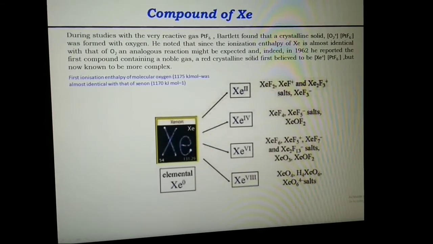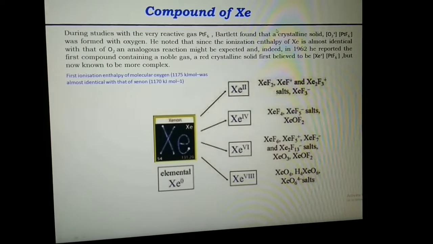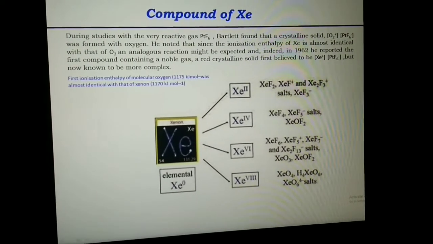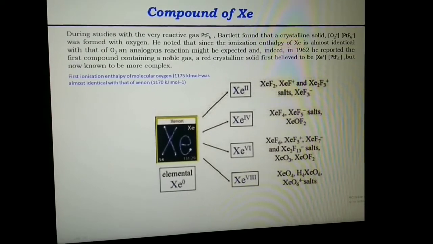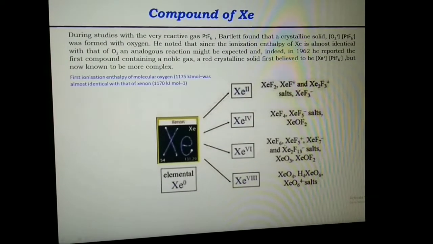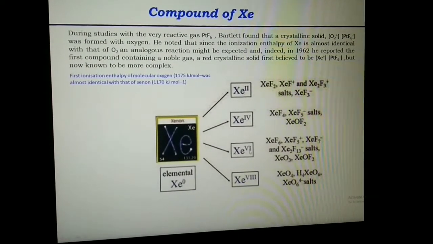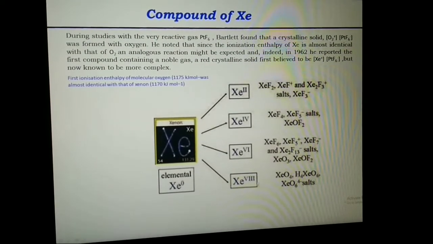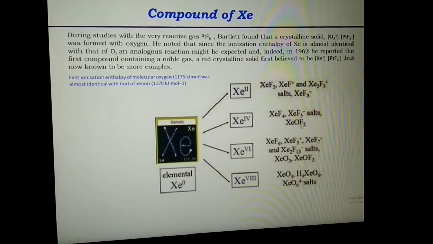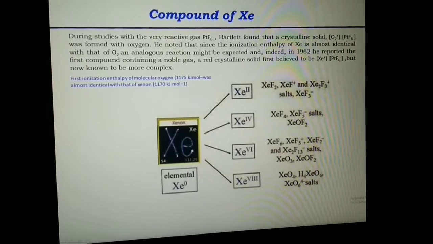Now, many complexes of xenon can be synthesized. Firstly, XeF2, XeF+, where the oxidation state of xenon is +2. XeF4, the oxidation state of xenon is +4. XeF6, the oxidation state of xenon is +6. And XeO4, where the oxidation state of xenon is +8. So many complexes of xenon are synthesized.